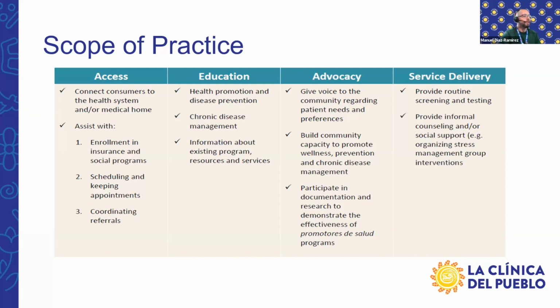Under advocacy, community health workers can give voice to the community regarding patient needs and preferences. They can build community capacity to promote wellness, prevention, and chronic disease management. And community health workers can participate in documentation and research to demonstrate the effectiveness of promotores de salud programs. Under service delivery, community health workers can provide routine screening and testing and can provide informal counseling on social support, for example, organizing stress management group interventions.